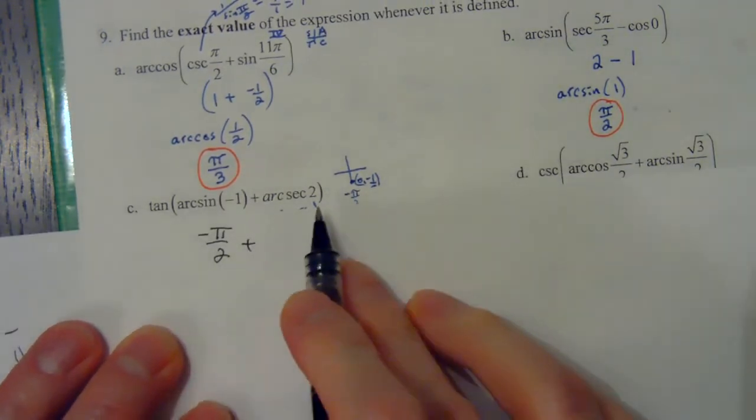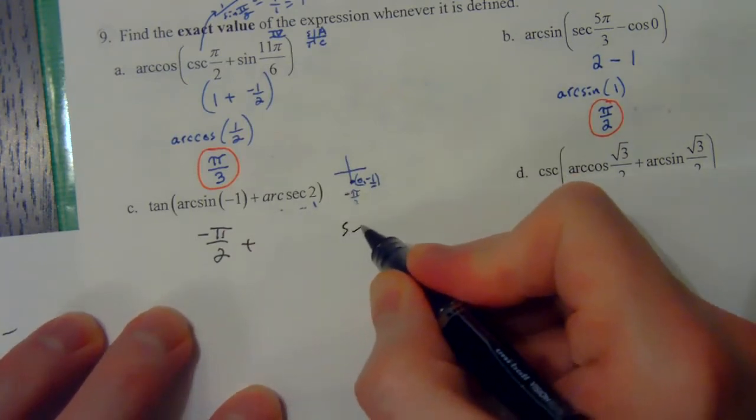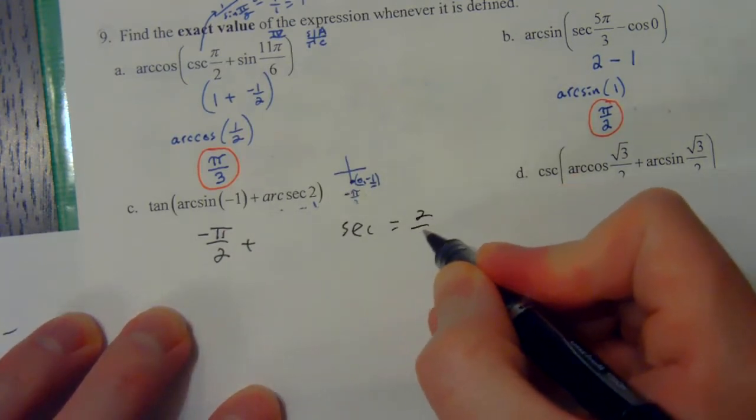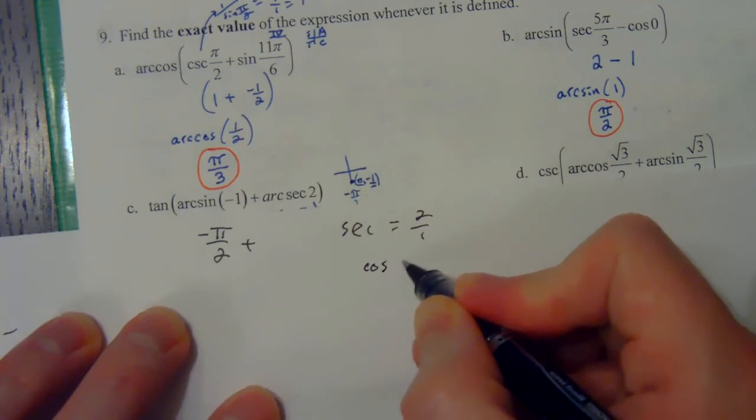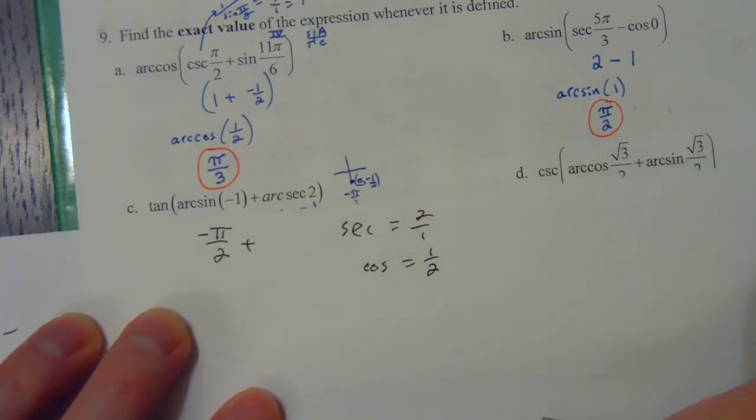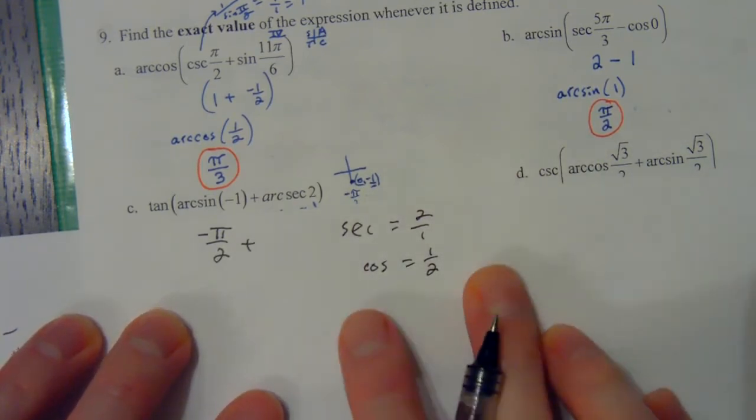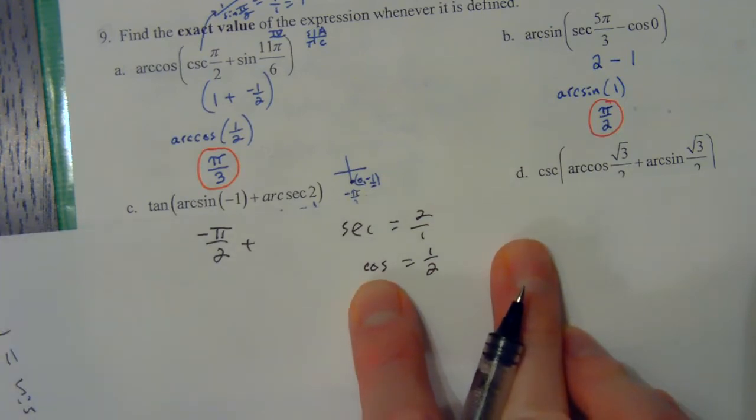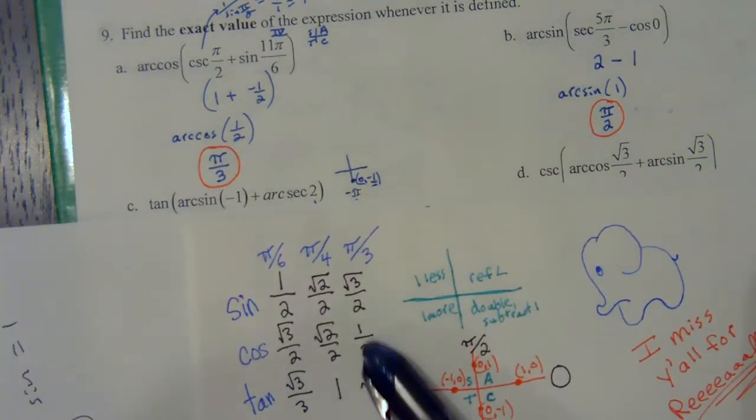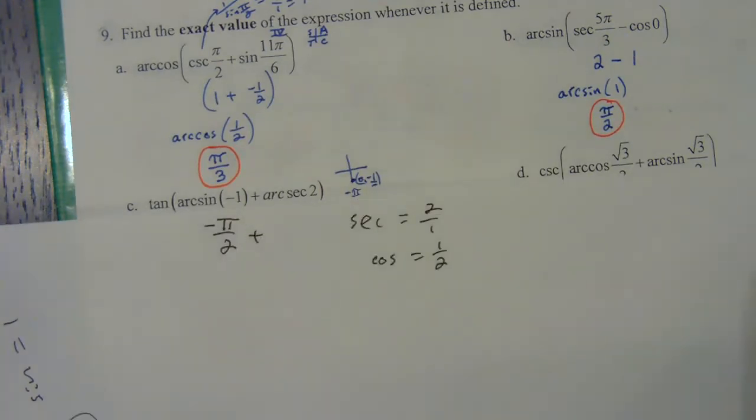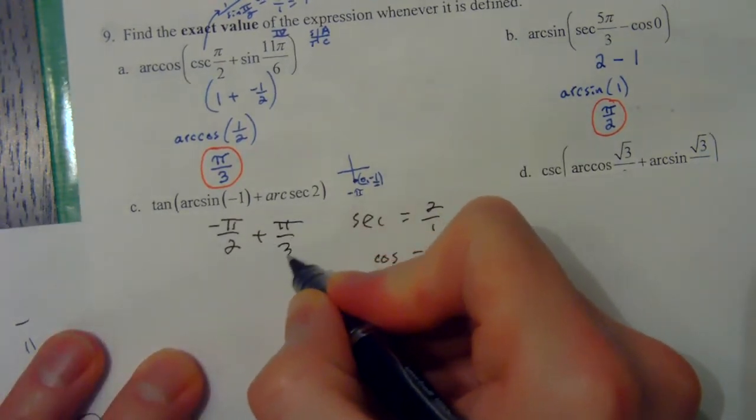And then the arc secant of 2, this is the angle whose secant is equal to 2 over 1. Now, if the secant is equal to 2 over 1, that means the cosine is equal to 1/2. And so I want to figure out what angle is it where cosine is equal to 1/2, and where my cosine is 1/2, that's using the pi over 3 for that angle right there. So I got pi over 3.